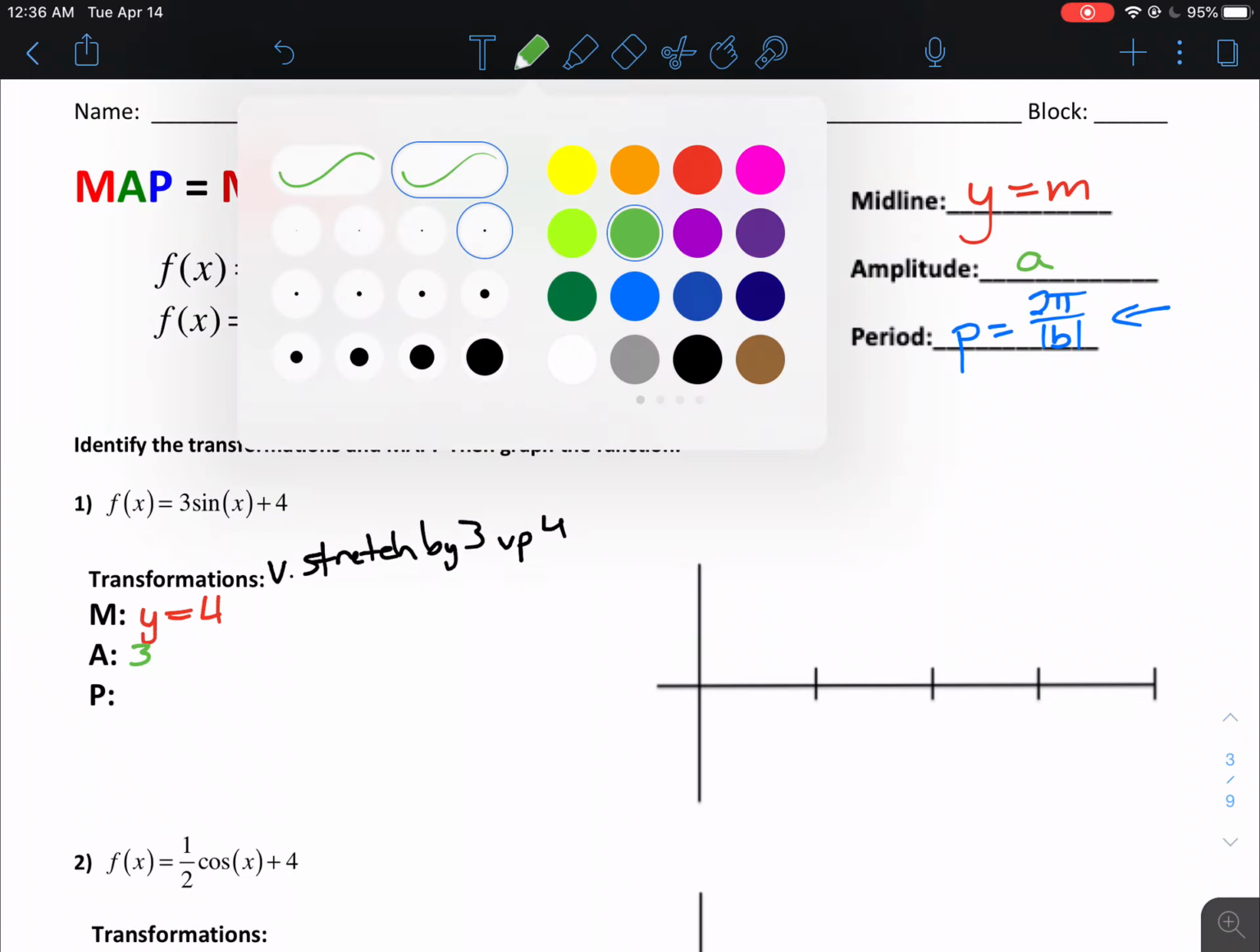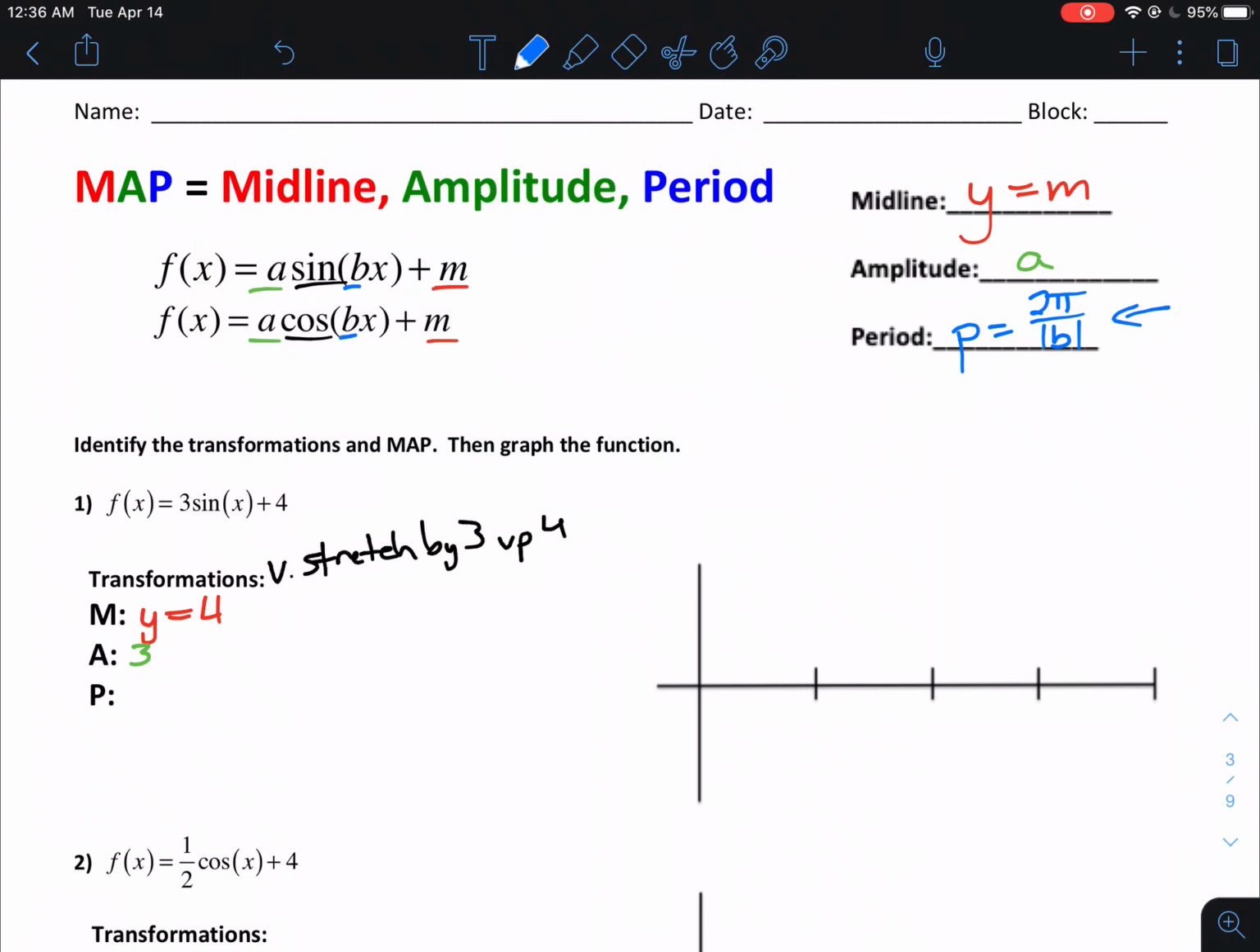And then our period is going to be 2 pi divided by the number in front of x. And if there is no number in front of x, we'll just assume it's a 1, so we'll go from 0 to 2 pi. So here's what's kind of nice. Here's how you can use that information to help you graph this function.